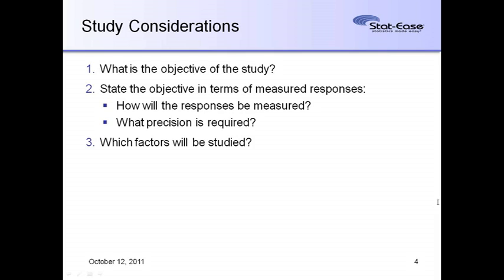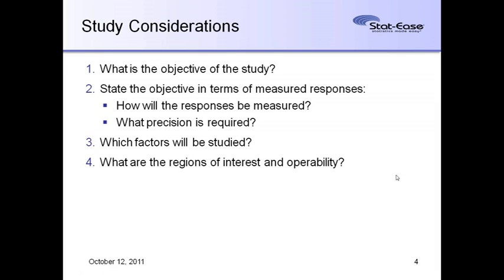Now once we know what the responses are, we can start thinking about our process and think about what factors will affect those responses. And so we can pick the factors that we think are going to be the drivers for the responses we're interested in. Then we can think about what our region of interest is. That's the area we want to study, and also our region of operability.